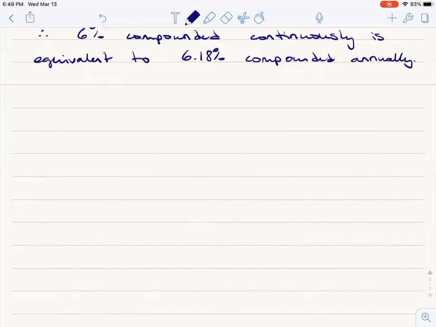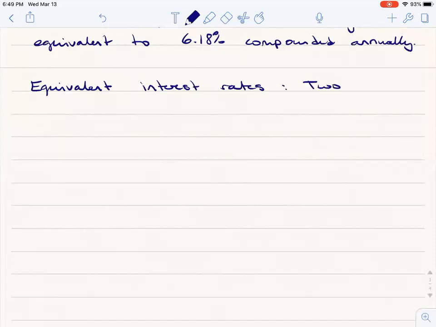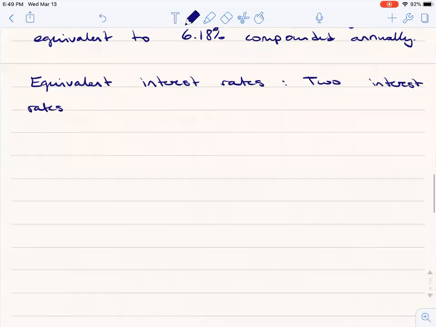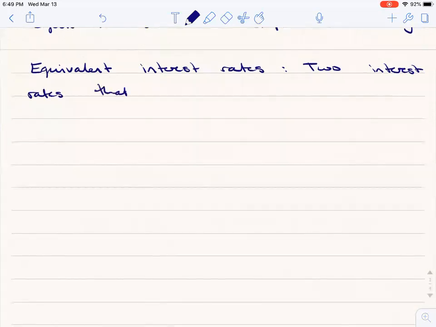Okay? So equivalent interest rates are when we have two interest rates. By definition, they have the same effective rate, right? But we know equivalent means they have to be the same, right? They have to be equivalent. And so, saying that if we found their effective rates, they have to be the same, then yeah, that makes sense. Okay? So by definition, it's two interest rates that have the same effective rate.